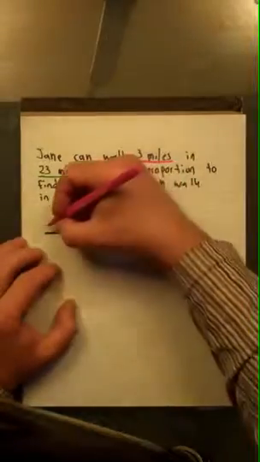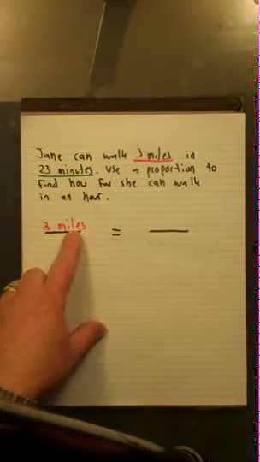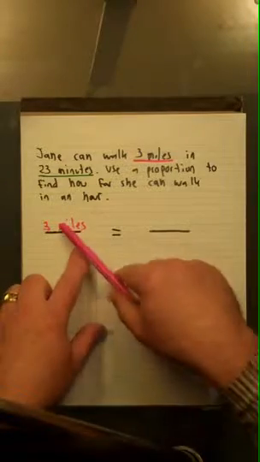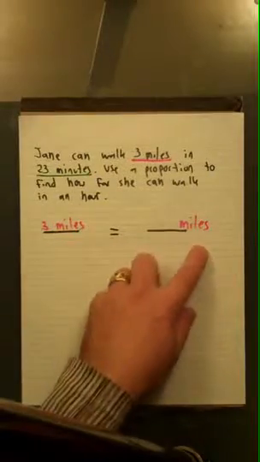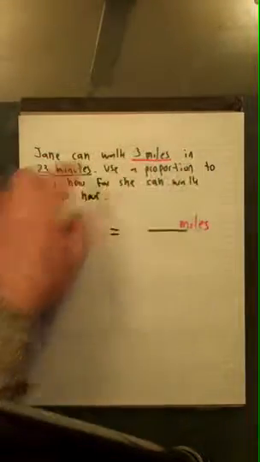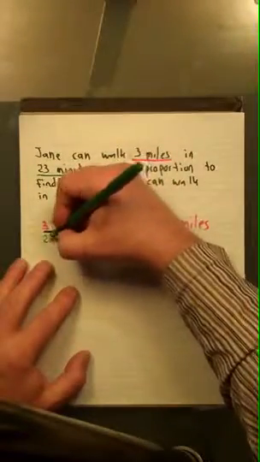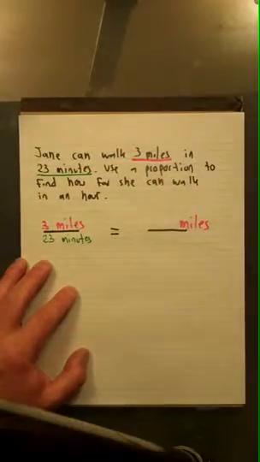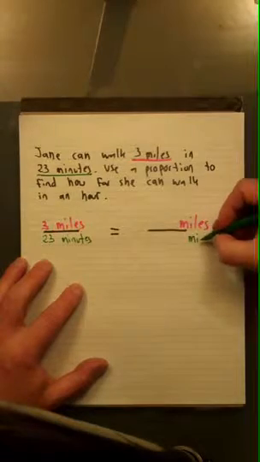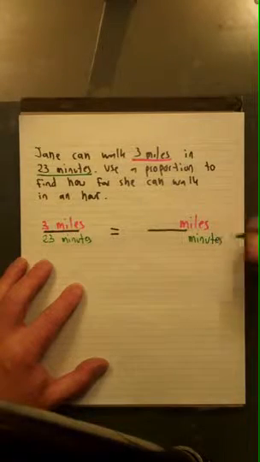Most important thing, remember to keep your units. So 3 miles, and I'm writing down miles here because I want to make sure I remember where the units are going. Miles are going in the top, so whatever happens, miles will go in the top there. Jane can walk 3 miles in 23 minutes. So in the bottom, I'm going to have minutes, again minutes on both sides, minutes on the bottom here.